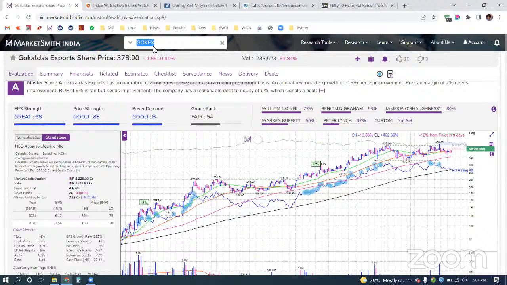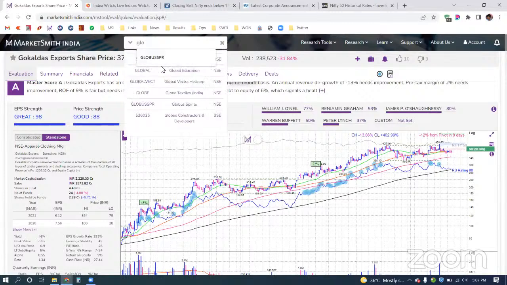Raj, you want to take a couple of queries? Yeah, Vakar. Yeah, there are queries from Vasu regarding Gokaldas and Globus credits as well, and KPIT.